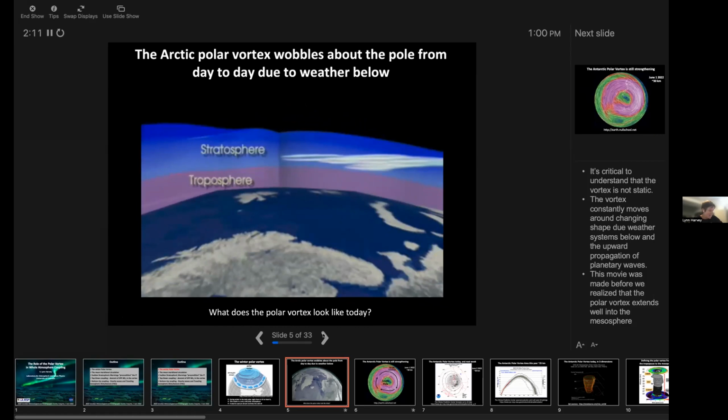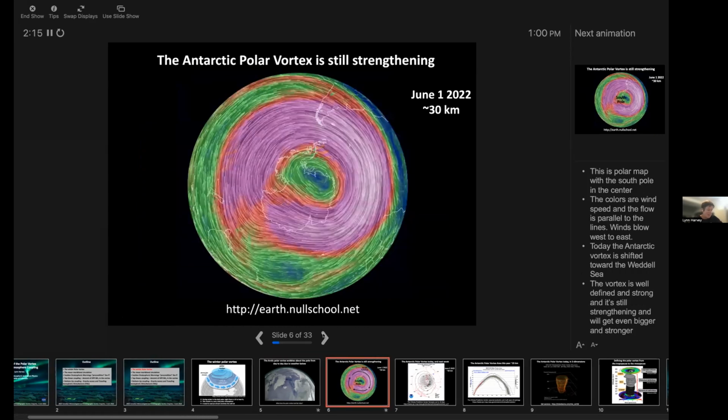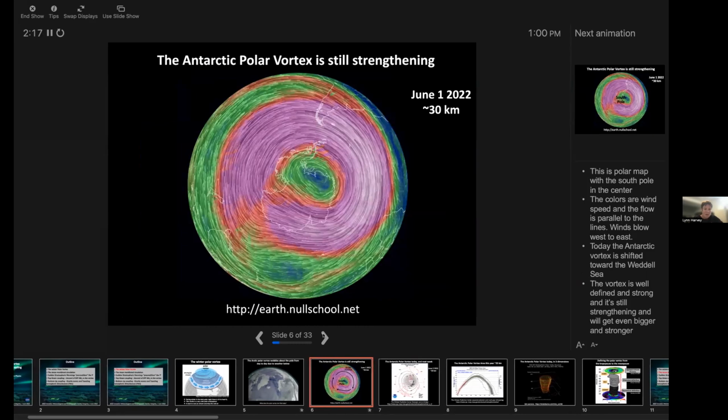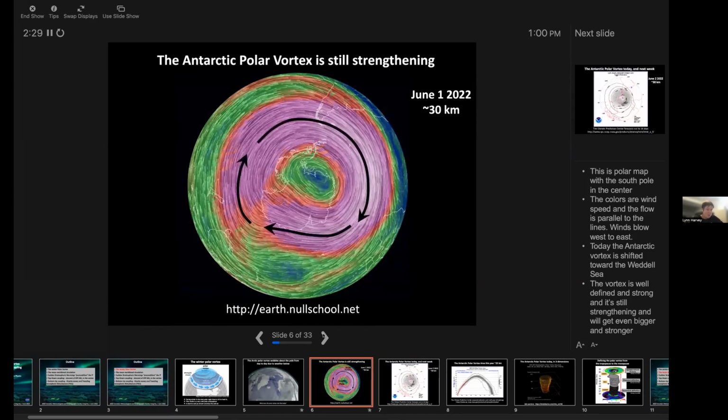So what does it look like today? You have to go down to the Antarctic to see the polar vortex. Here we've got a polar stereographic map with the Antarctic continent in the middle. There's the South Pole in the center, and South America's off at 1 o'clock. The colors are wind speed, and the flow is parallel to these lines. So winds blow strong west to east. Today, the Antarctic vortex is slightly shifted off the pole toward the Weddell Sea.